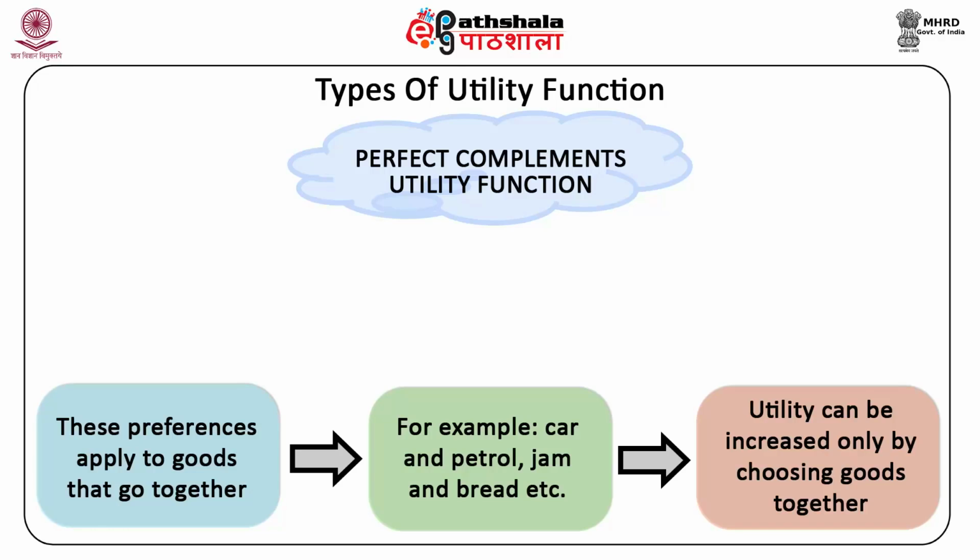This can be expressed in the mathematical form of the following utility function, that is u(x, y) equal to minimum of alpha x, comma, beta y. Here alpha and beta are positive parameters, and the term minimum means that utility is given by the smaller of the two goods in the parenthesis.